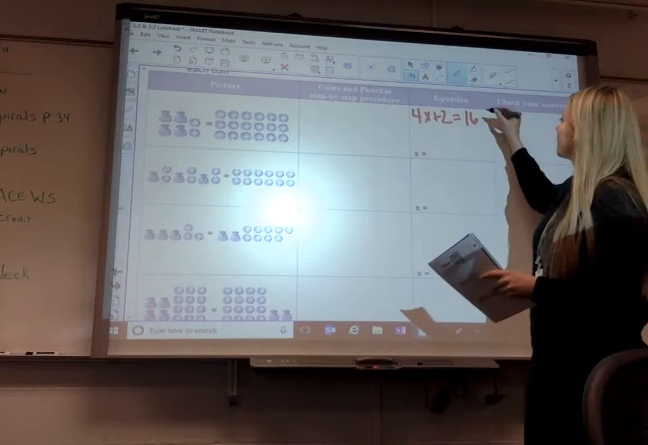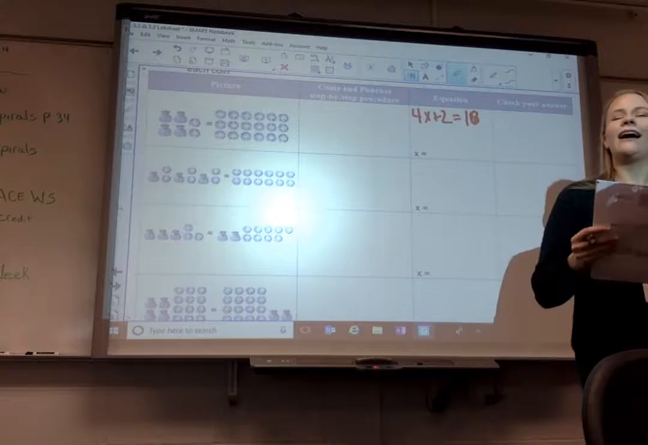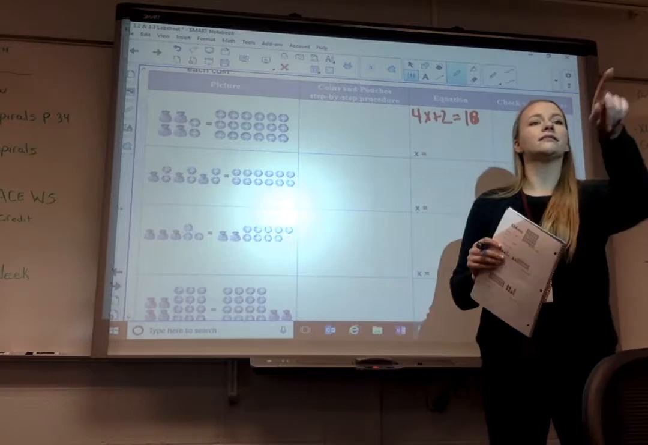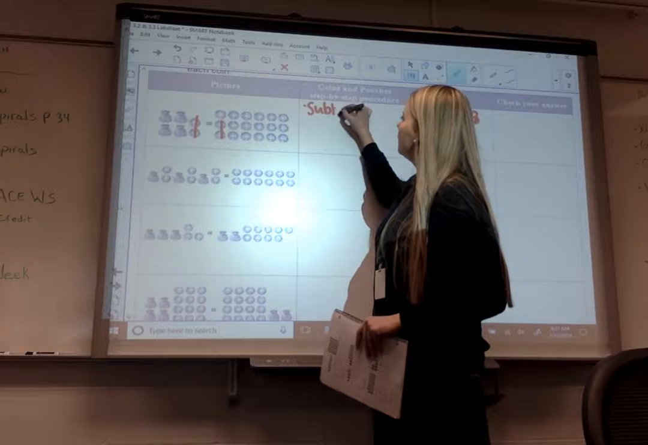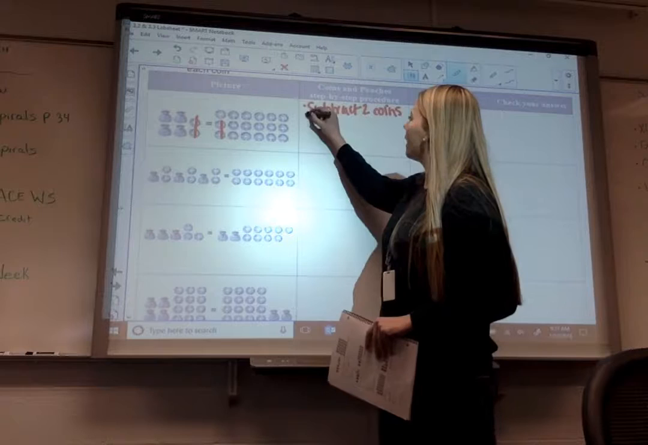All right, so what is our first step when we're looking at our picture? What can we get rid of? Take away 2 coins. So we're going to cross out 2 of these coins. I'm going to write subtract 2 coins from what? From each side. So make sure you write all of that on your paper.